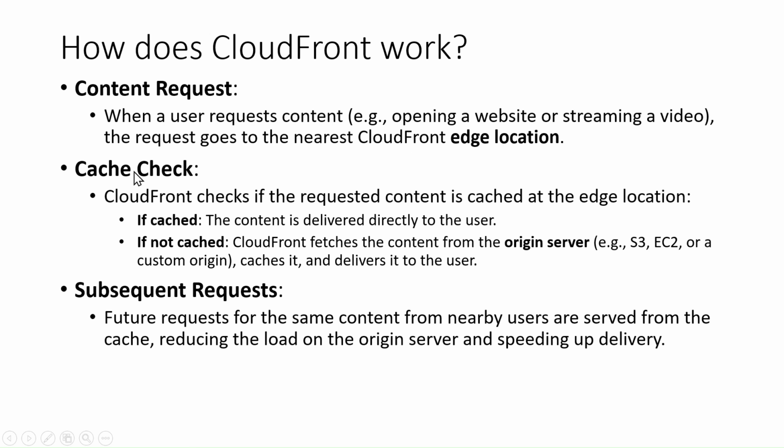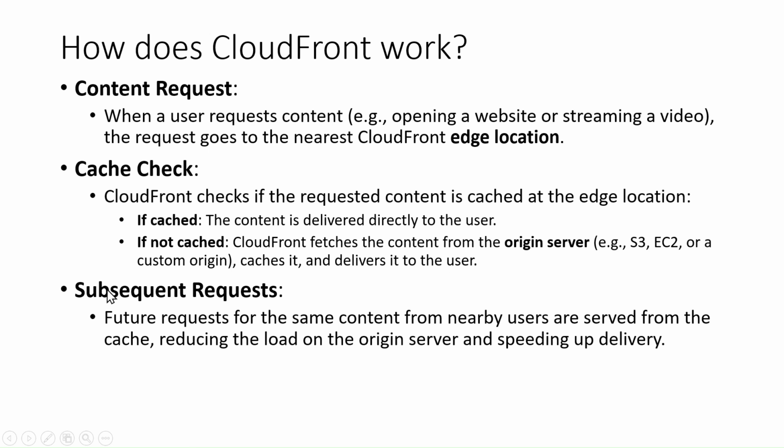Okay, cache check. CloudFront checks if the requested content is cached at that location, that is the nearest server. So it will check whether the intended request is there or not. If it is, the content is delivered directly to the user. If it is not cached there, CloudFront fetches the content from the origin server, it could be S3 or wherever they have deployed their things, caches it and delivers it to the user.